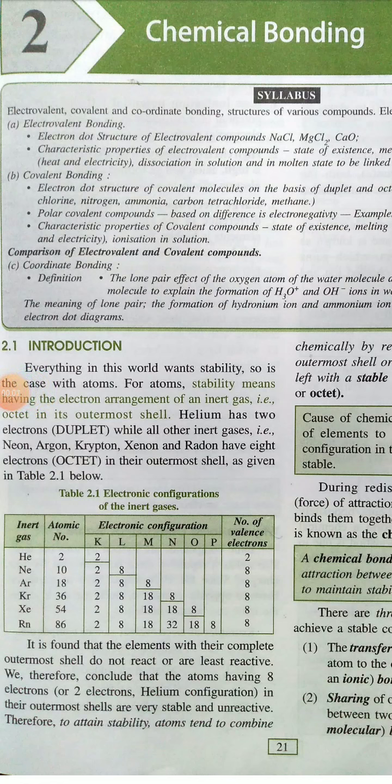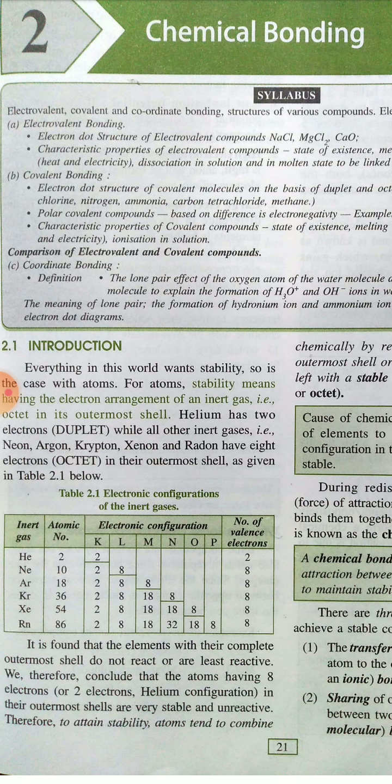Today I'll discuss ICSE class 10 chemistry. The topic is chemical bonding. This is the second chapter of class 10 chemistry, and today I'll discuss what is a chemical bond, different types of chemical bonds and their properties.